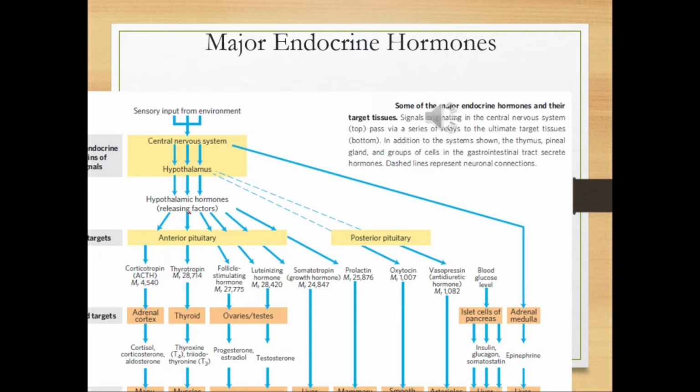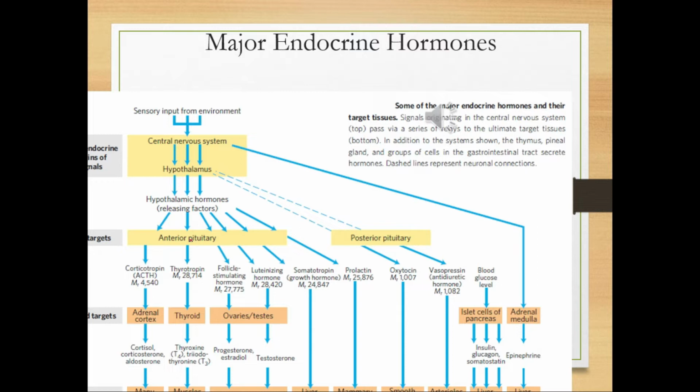When a signal comes from the environment, the central nervous system responds to that signal. So, the central nervous system becomes the neuroendocrine region of the signal. It gives command to the hypothalamus. The hypothalamus is the major endocrine gland and releases hypothalamic hormones. These hormones act directly on the pituitary gland. That is the first target of that signal.